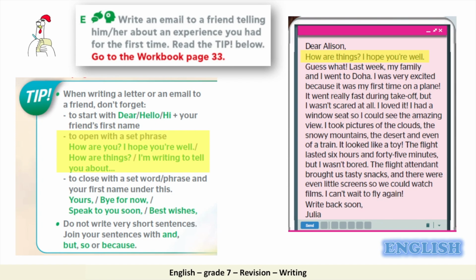Choose only one. After that, you should talk about your first time experience, and then you should close with a set phrase or word. And then write your name after it. You could write yours, or bye for now, or speak to you soon, or best wishes. Again, remember to choose only one and write your first name under this.